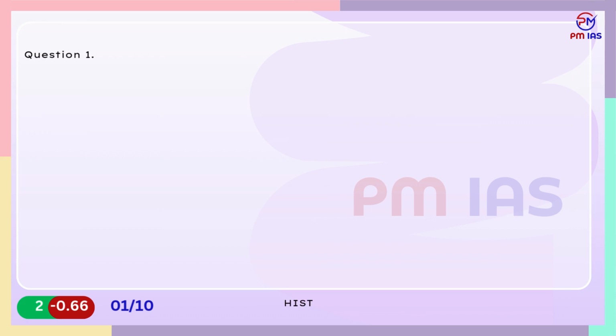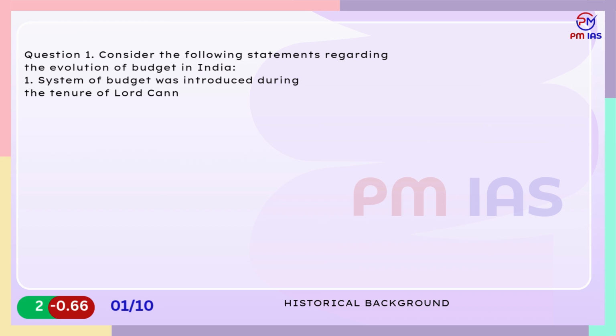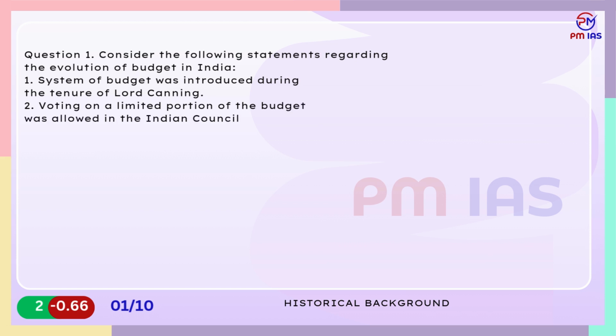Historical background. Question 1. Consider the following statements regarding the evolution of budget in India. 1. System of budget was introduced during the tenure of Lord Canning. 2. Voting on a limited portion of the budget was allowed in the Indian Council Act, 1892. 3. Provincial budget was separated from the federal budget in the GOI Act, 1919.